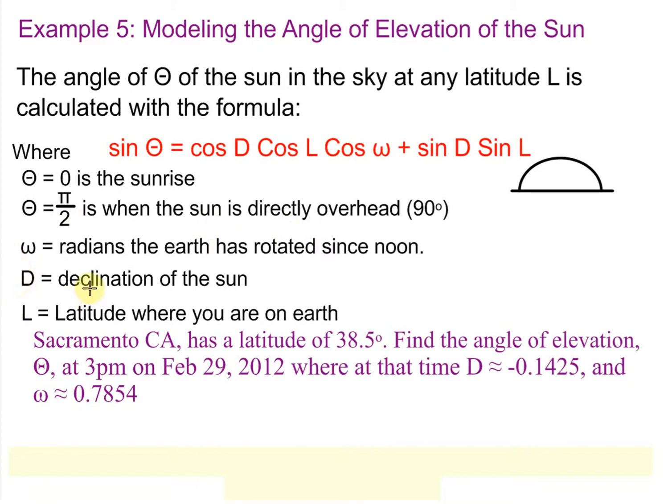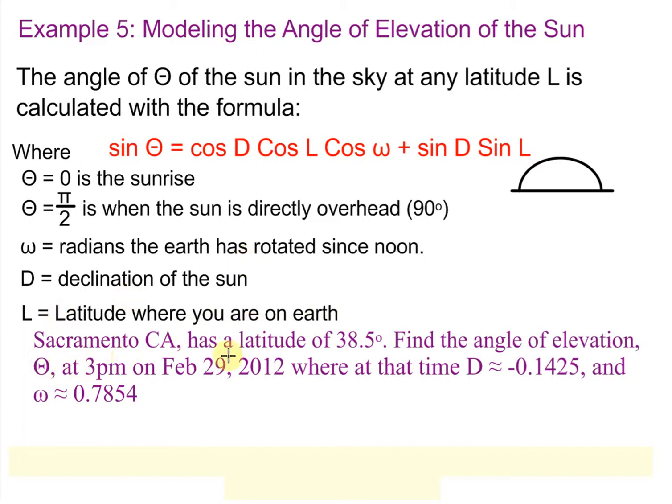D is the declination of the sun. That has to do with the tilt of the Earth, and as we go around the sun is at different places. It's not always directly over the equator. It's only over the equator twice a year. So that's the declination of the sun. That's what gives us our seasons. And then L is the latitude of where you are on Earth that you're trying to make this calculation.